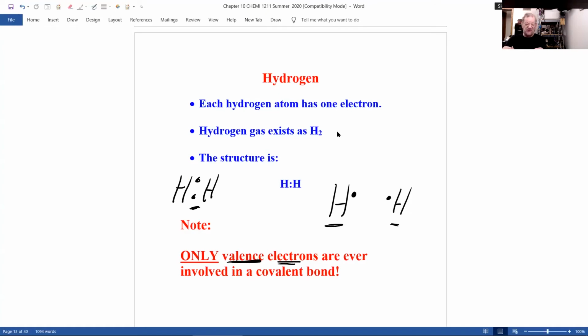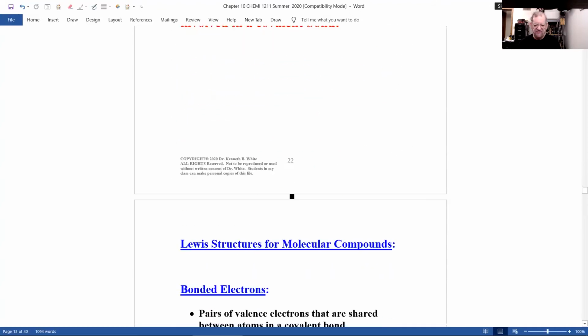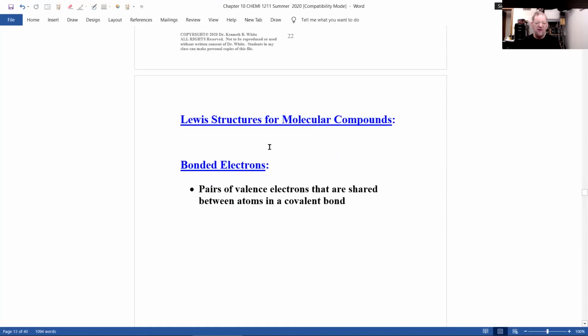like valence electrons. All the chemistry I've ever done deals with valence electrons. And hydrogen has a stable outer shell now. And I'll explain more in the next one. So this is hydrogen, and here's the Lewis structure. Now, the Lewis structure shows bonded electrons. Those are pairs of valence electrons that are shared in a covalent bond.